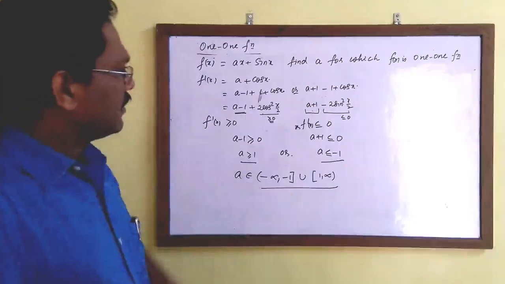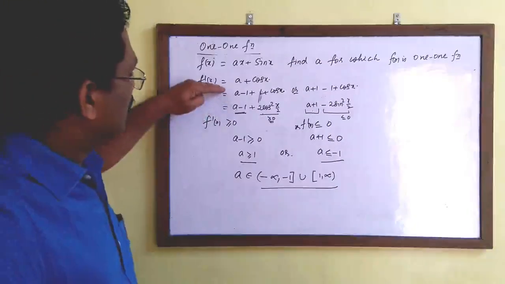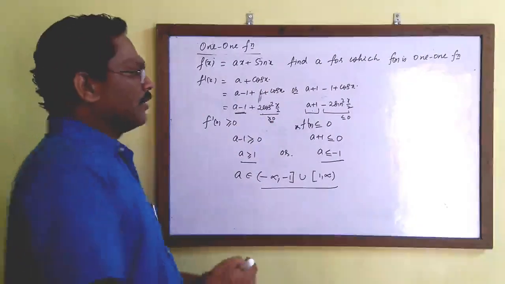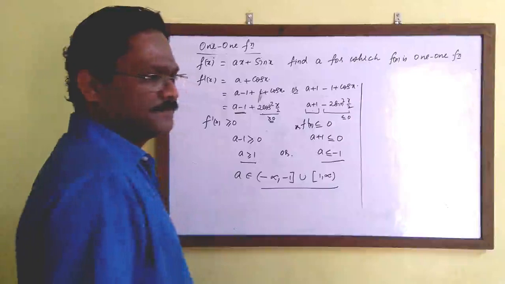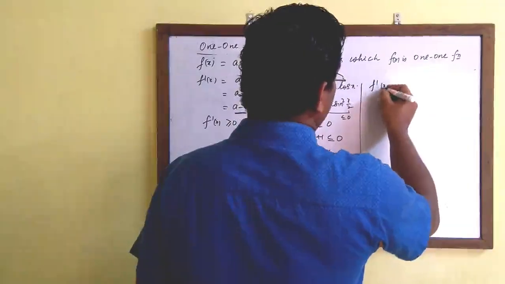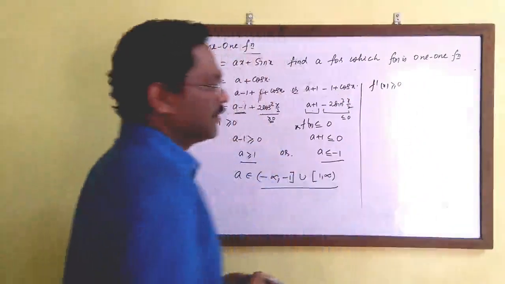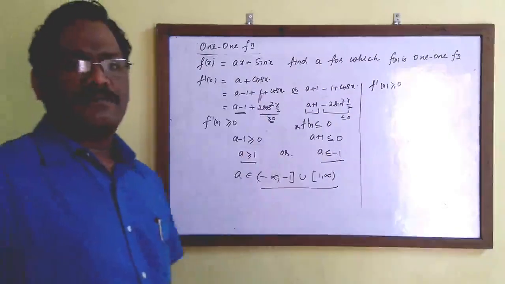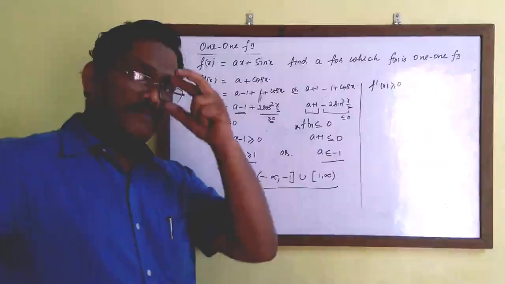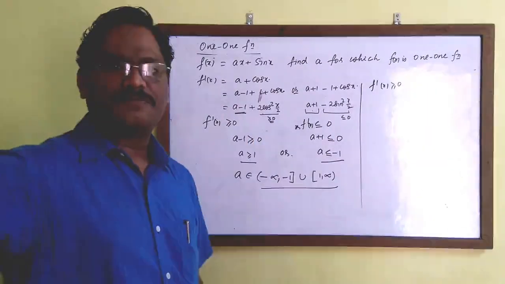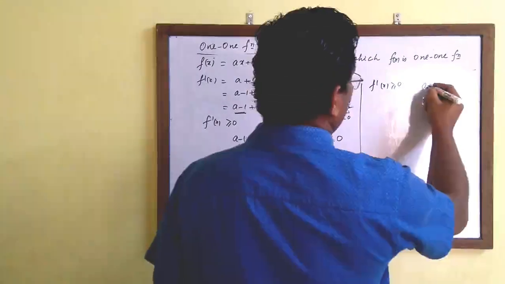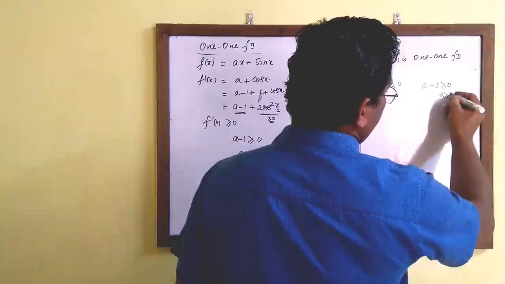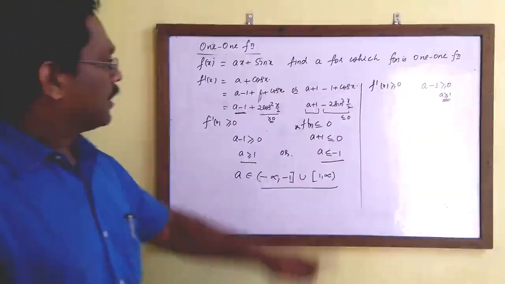Now, there is another way of thinking about it. You need not write from here to here. You just can calculate from here. Now, what is the alternate way of thinking? See, if I want f dash x to be positive, greater than or equal to 0, what is the minimum value that cos x can have? After adding the minimum value, if it is positive, it will always be positive. So that means the minimum value of cos x is minus 1. So if a minus 1 is greater than or equal to 0, that means a greater than or equal to 1.